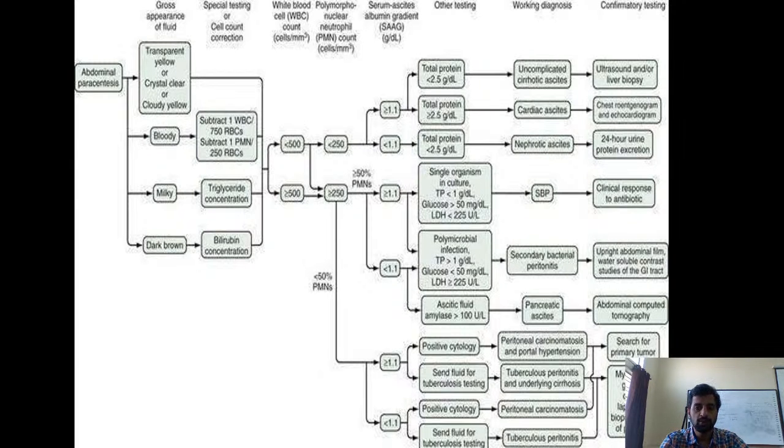So whenever it is more than 250 and SAG is less than 1.1, you think of it as local infection. It can be because of secondary bacterial peritonitis or it can be pancreatic ascites. When the SAG is high, you think of it as spontaneous bacterial peritonitis. The other columns we will be dealing with in the next class.